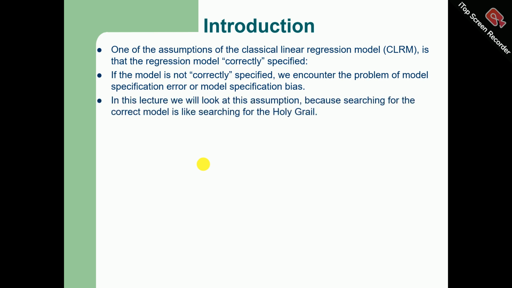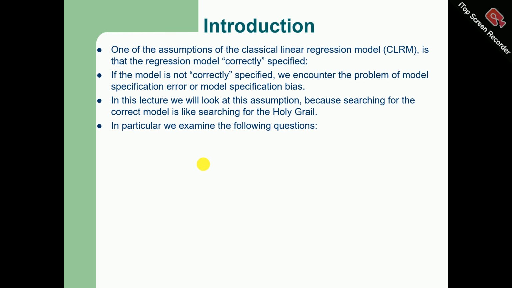In this lecture, we will look at this assumption, that is the specification of the model, because searching for an ideal model is like searching for something which is ideal. And usually in econometrics, students and researchers are looking for the best model, which is an improvement over other alternatives.